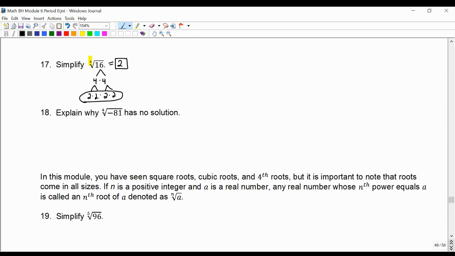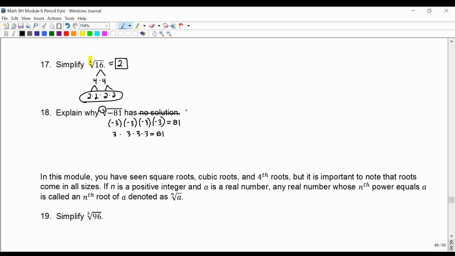Next, it says explain why the fourth root of negative 81 has no solution. Well, we kind of know based on square roots that we're looking for four identical factors. And although 81 is actually a perfect fourth number, 3 to the fourth is 81, there's no combination of identical threes that is going to work, right? If we make them all positive or all negative, it's not going to equal negative 81.